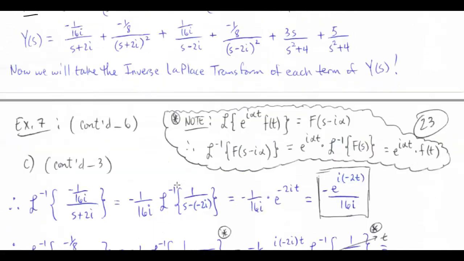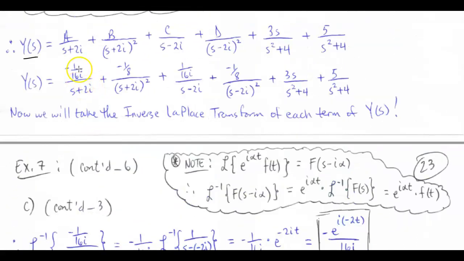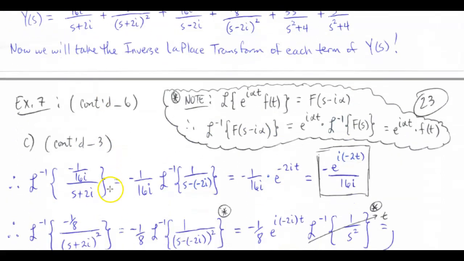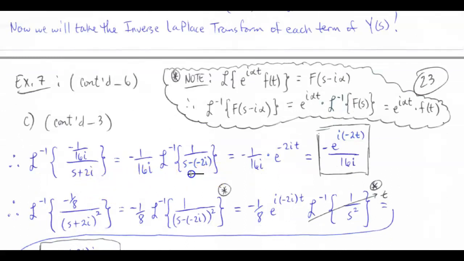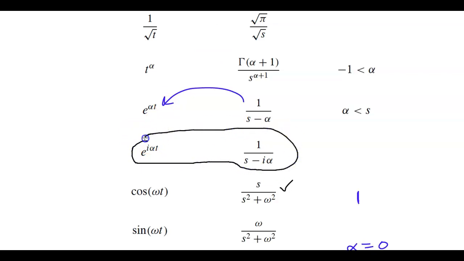So moving on to the next page here, we're going to handle this first term. That constant, we're just going to pull that out and then try to take the inverse Laplace transform of what's left, which would just be this. And if we go to our basic tables here, we'll see that e raised to the i alpha t is going to be the inverse Laplace transform for 1 over s minus i alpha. Okay.